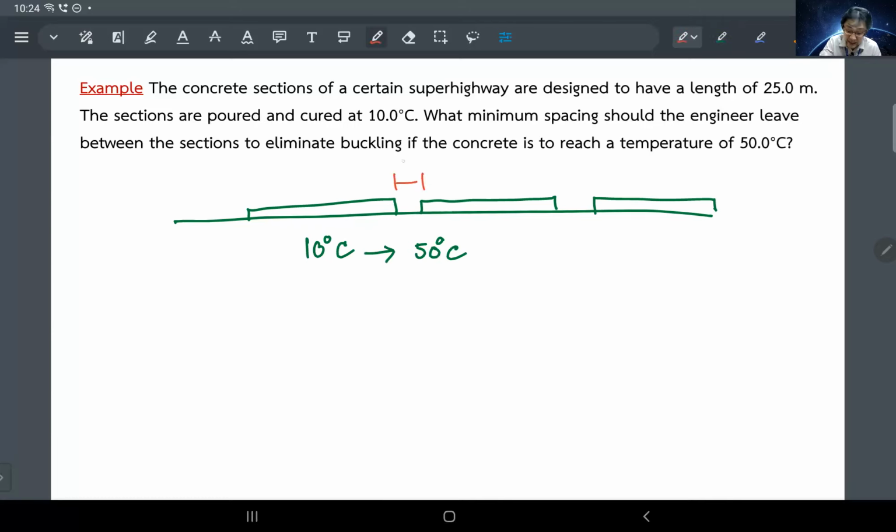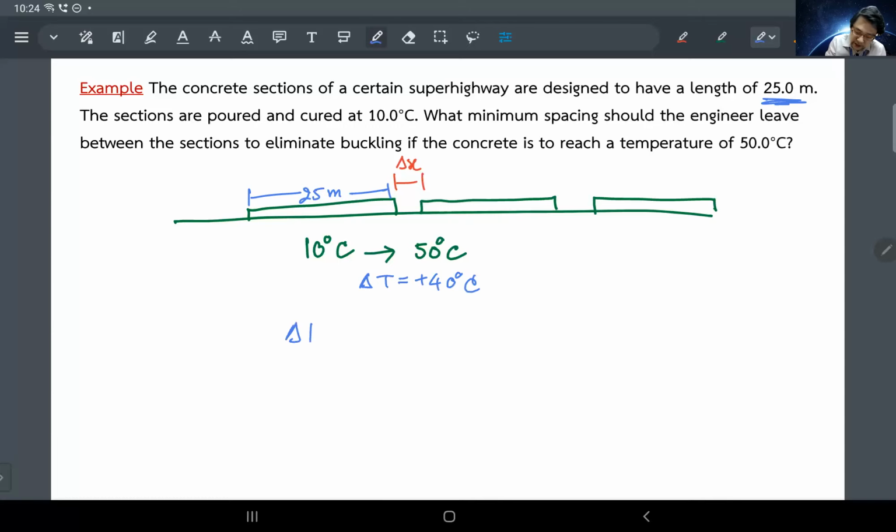So let me call this X, or you can call it delta X for now. Yeah, so let's figure out that delta X, shall we? All right, so first of all, because we know that this piece of concrete is 25 meters long at the time of the construction, at the time of the curing and everything. So this is 25 meters long. Okay. All right, so what we want to know is just what will be the expansion when the temperature reaches 50 degrees Celsius. So the delta T is positive 40. So that's it. That's pretty straightforward.